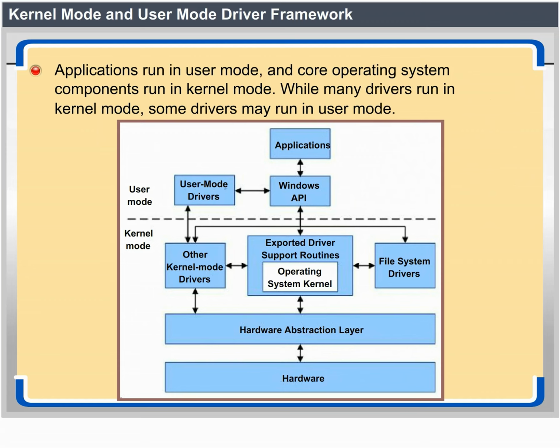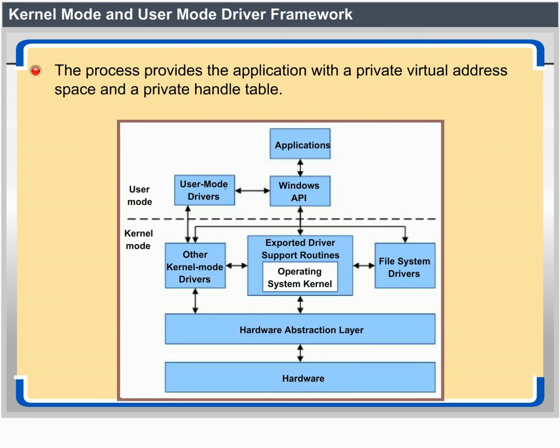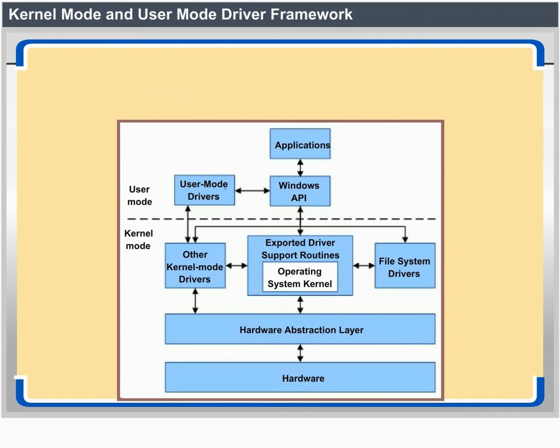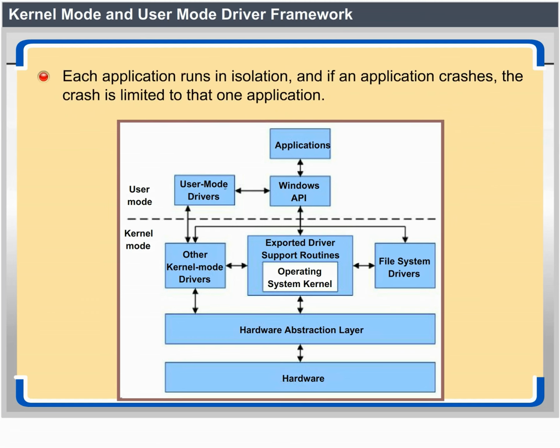When you start a user mode application, Windows creates a process for the application. The process provides the application with a private virtual address space and a private handle table. Because an application's virtual address space is private, one application cannot alter data that belongs to another application. Each application runs in isolation, and if an application crashes, the crash is limited to that one application. Other applications and the operating system are not affected by the crash.